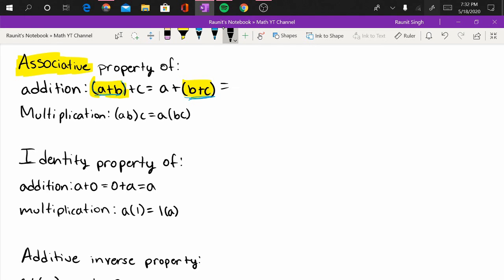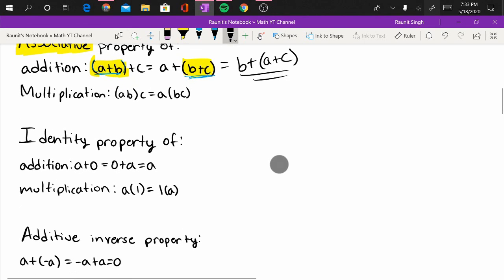There's another thing you could do. You could do b plus (a plus c). That would also work in the associative property. So now for multiplication, it's the same thing, except you multiply. You have (ab) times c equals a(bc) equals b(ac). So that is also true.